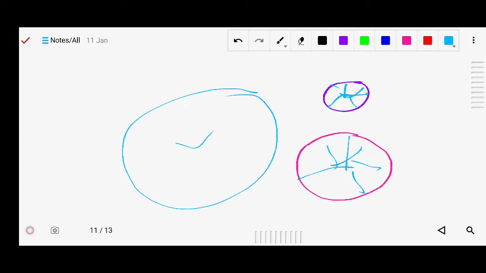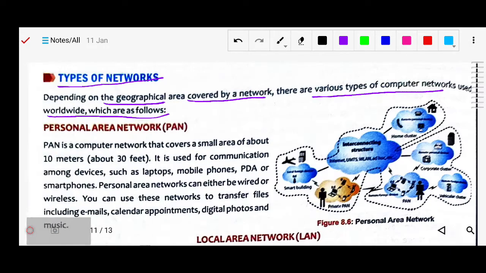Distance means you can just understand how much it is spread. It means the range. According to the range we will give the name of the networks. So one by one we will see. First is your personal area network, which in short is called PAN.